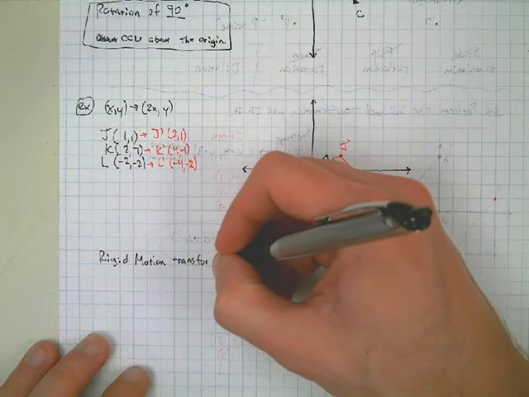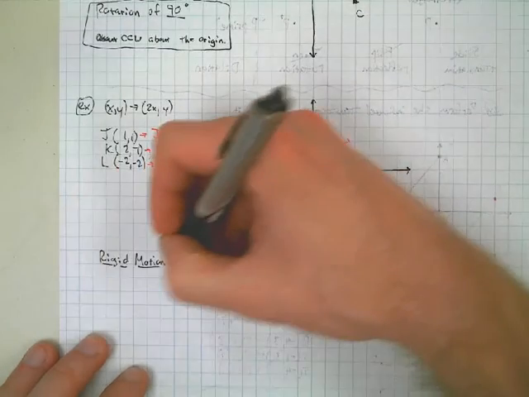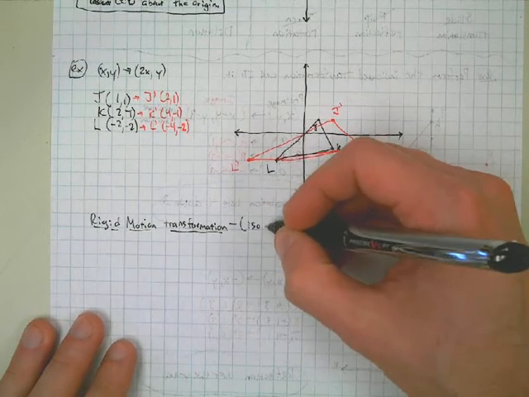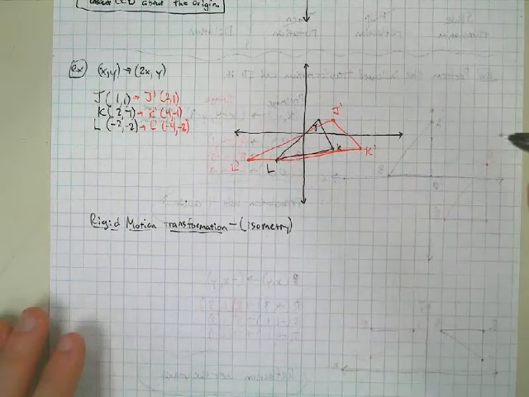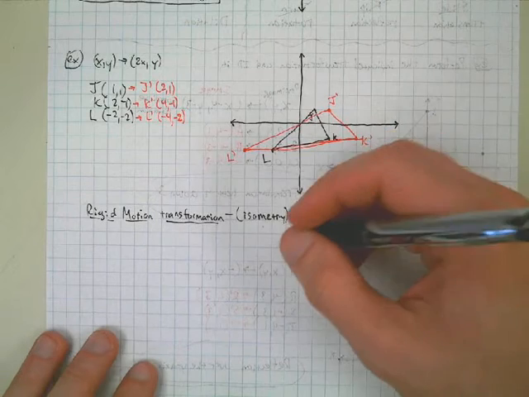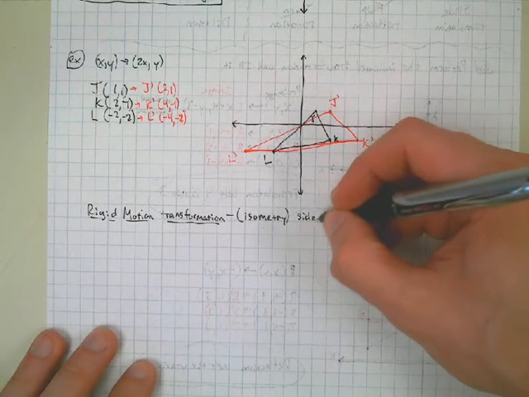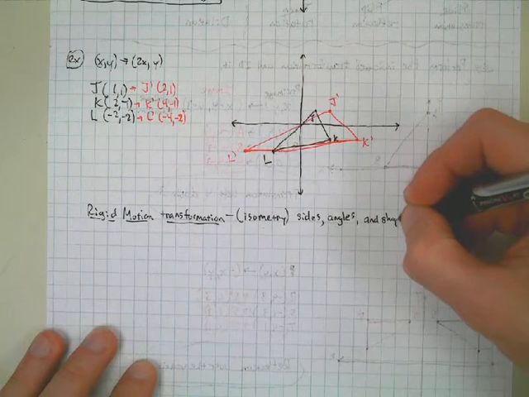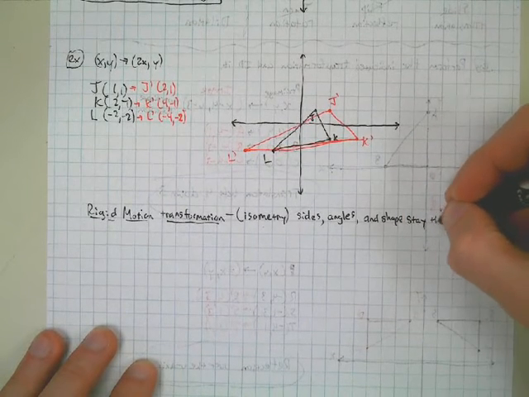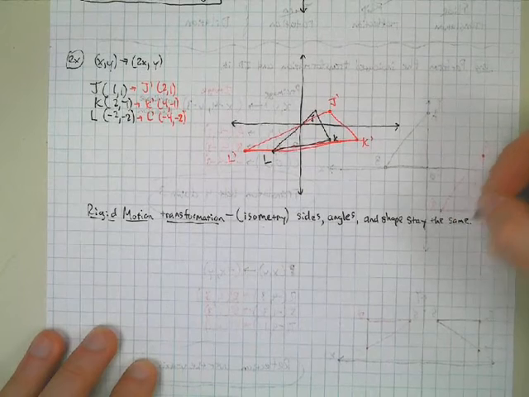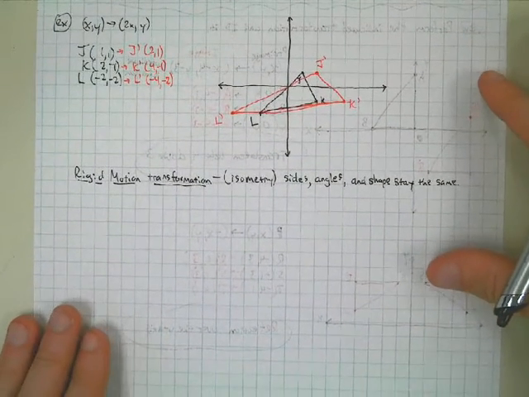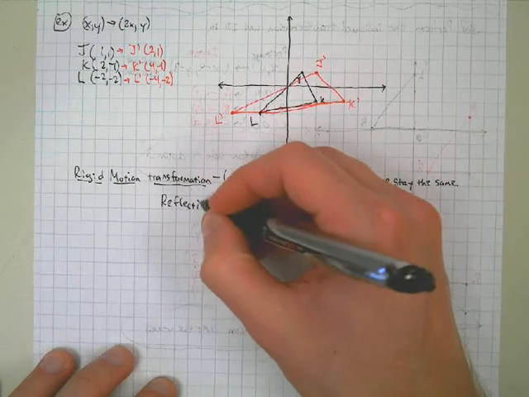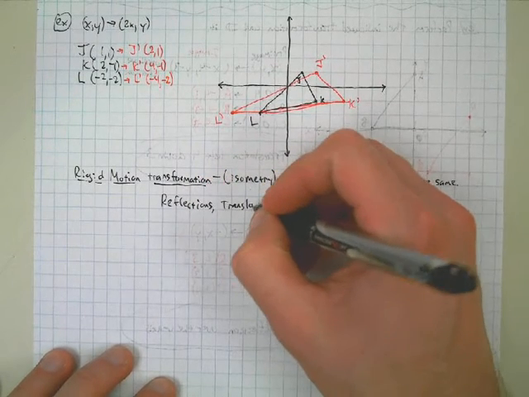Okay, and this is the last little bit here. Also known as, in some circles, an isometry. I-S-O-M-E-T-R-Y, isometry. Rigid motion transformations are when sides, angles, and shape stay the same. So that's like your reflections, your translations, and your rotations.